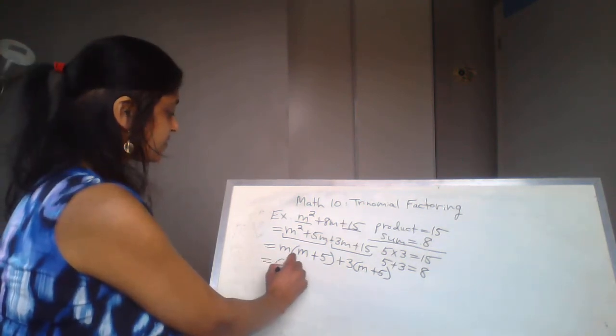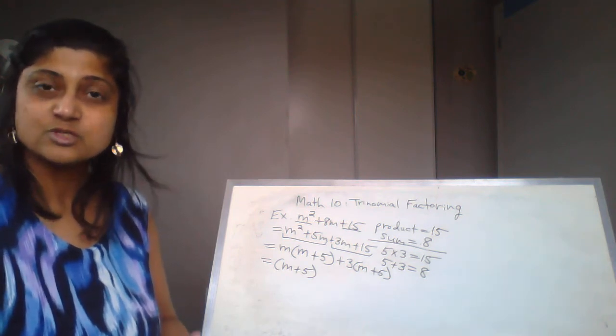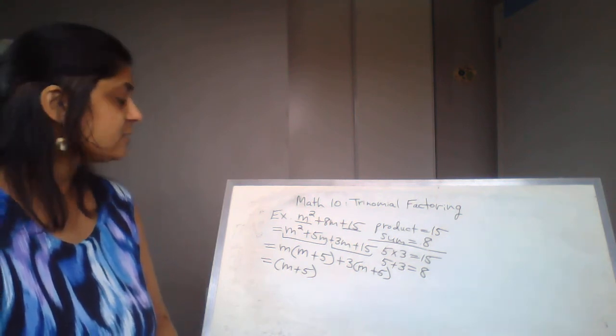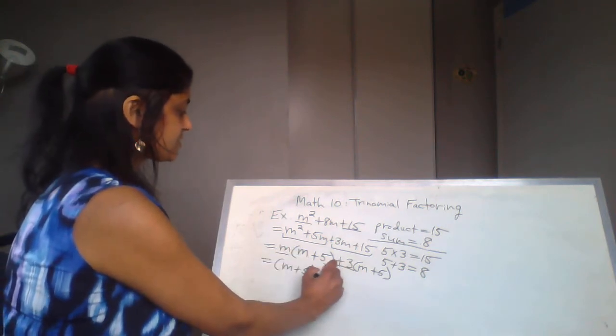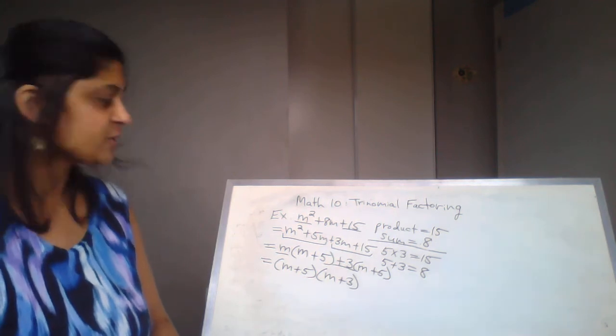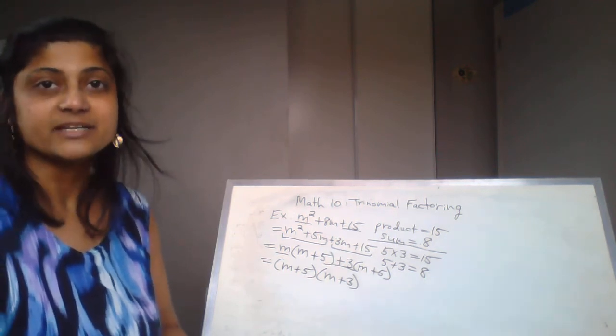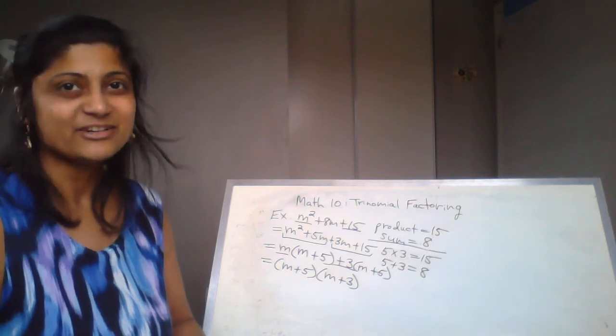Okay, so the two factors, what's on the inside, I have m plus 5. Okay, so that's going to be a common factor. And then what's on the outside, I notice I have m plus 3. And this is my final answer. Okay, I have m plus 5 and m plus 3. Okay, any questions there? All right, good.